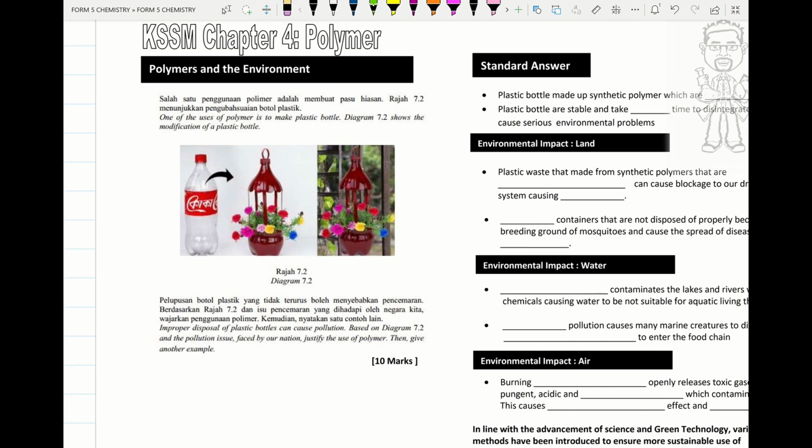Let's discuss the essay question. Look at this question. One of the uses of polymer is to make plastic bottles. Diagram 7.2 shows the modification of a plastic bottle. Improper disposal of plastic bottles can cause pollution. Based on diagram 7.2 and the pollution issues faced by our nation, justify the use of polymer and give another example. Here the plastic bottle has been modified.